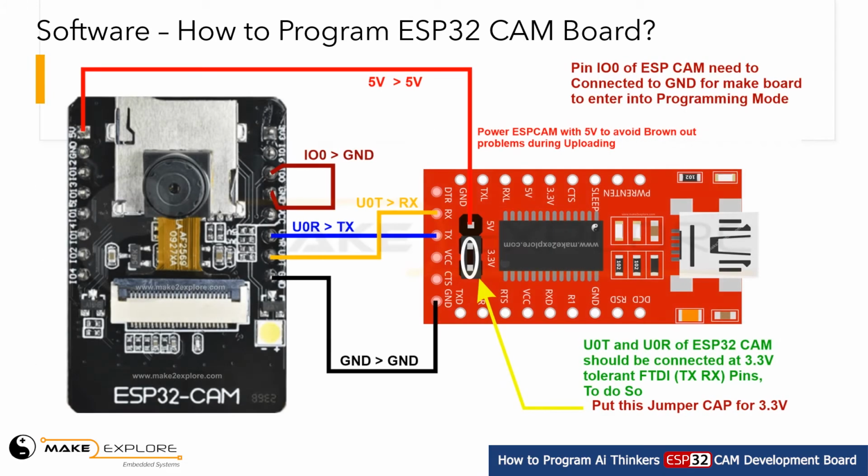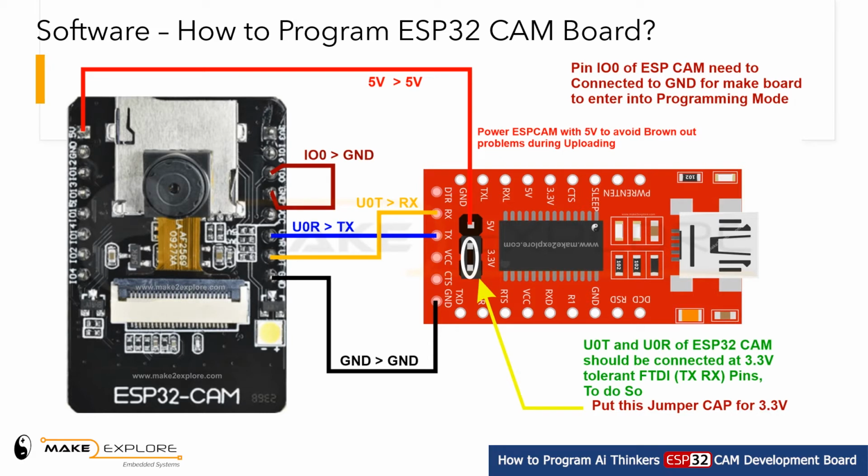So here is the schematic of this setup. Connect all the connections as shown. Make sure that IO0 is shorted to the ground here. IO0 should be shorted to the ground to make sure the board enters programming mode. This is very important because when you power on the circuit, if IO0 is connected to the ground, then and only then does the ESP32 CAM go into programming or uploading mode. Otherwise, it will start running the previously uploaded code.